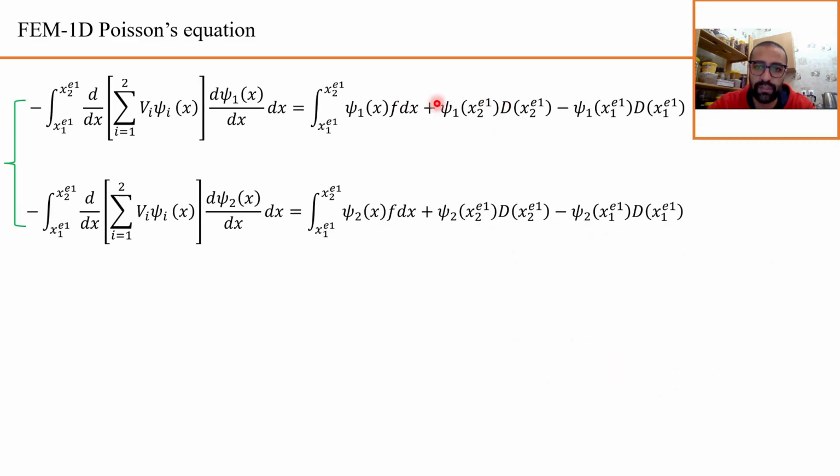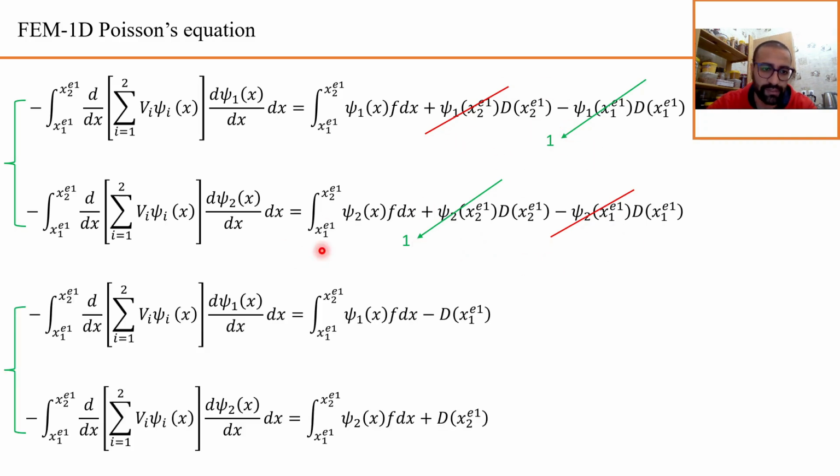Therefore, we just substitute here: psi1 at the right node is 0, psi1 at the left node is 1, psi2 at the right node is 1, and psi2 at the left node is 0. And if we do this substitution, we will simply get to this system of equations that we derived.